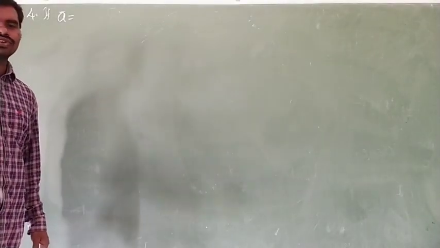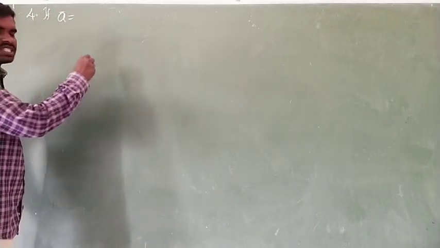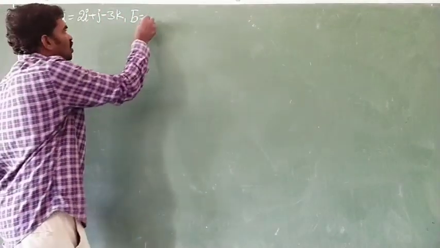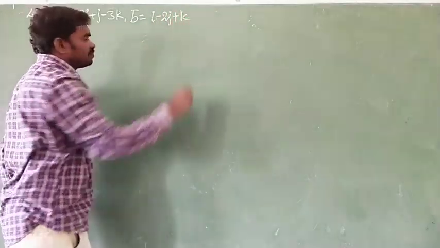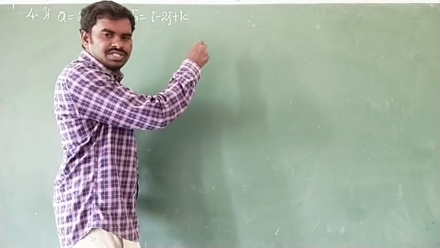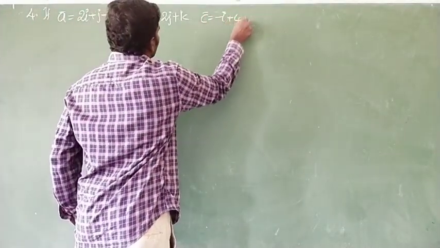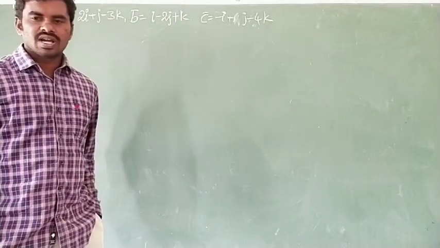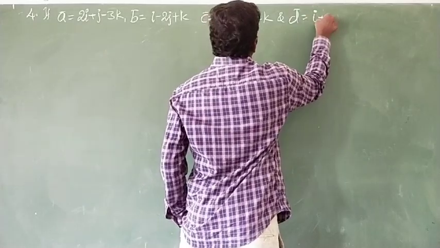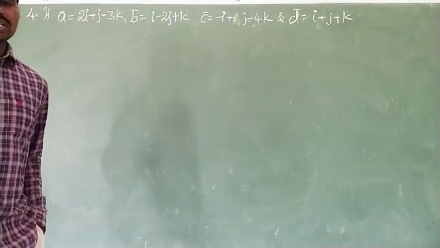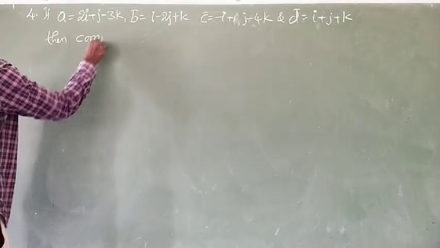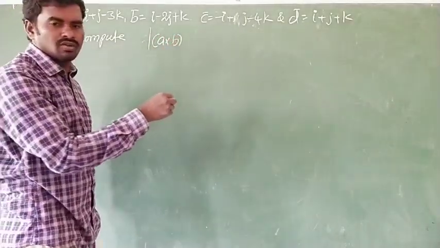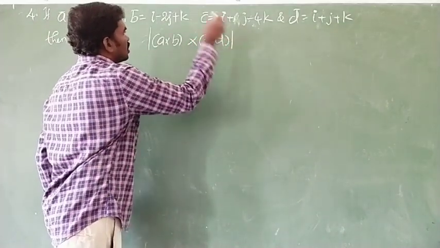Okay, sorry for the inconvenience. Fourth question: if a bar equal to 2i plus j minus 3k, b bar equal to i minus 2j plus k, c bar equal to minus i plus j minus 4k, and d bar equal to i plus j plus k. These are 4 vectors. Then compute the modulus of a cross b cross c cross d. Okay, this is the question, please do the problem. I will give you the answers also.